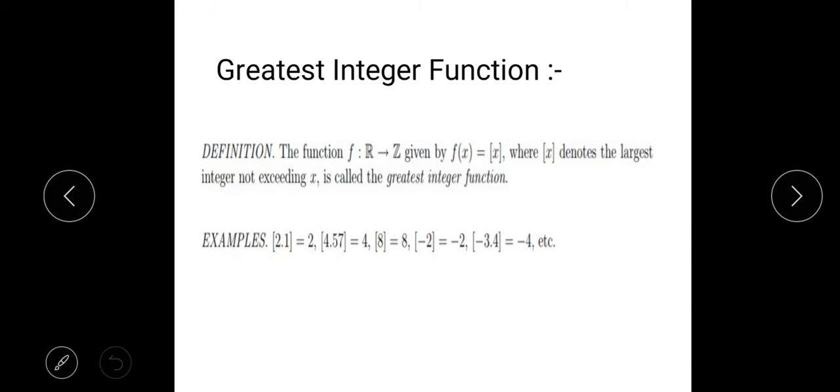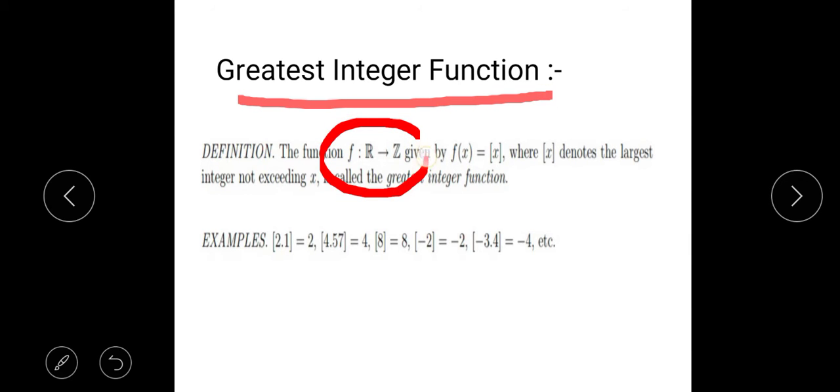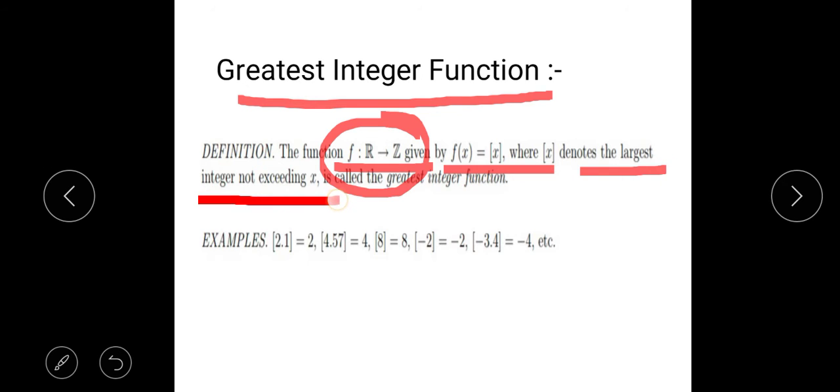Here is the definition of greatest integer function. This is a function whose domain is the set of all real numbers and codomain is the set of all integers. This is defined by f(x) equals [x]. This denotes the greatest integer not greater than x. Again I am repeating the definition. The greatest integer function is defined as f(x) equals [x], where [x] denotes the greatest integer not greater than x, that is not exceeding x.